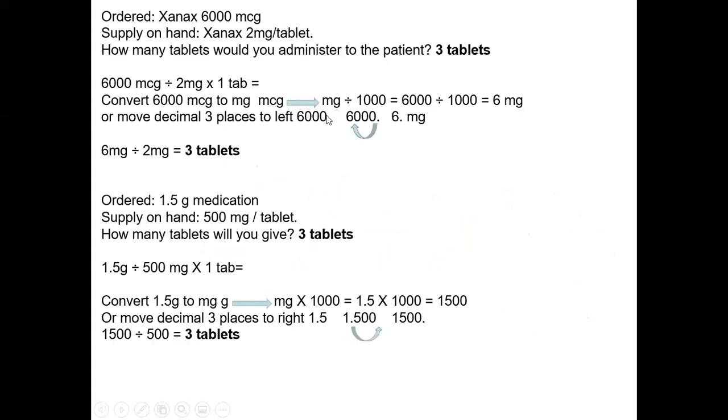Okay, so I have the conversions and everything all broken down here for you. And I have it both ways where you can do the multiplication or you can move the decimal, just for those of you who prefer one way over the other.